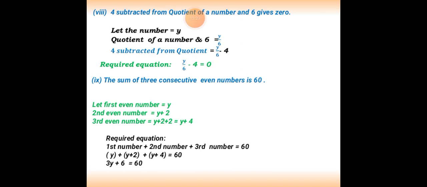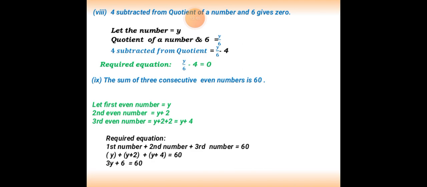4 subtracted from the quotient of a number and 6 gives 0. Let the number be y. The quotient of a number and 6 is y divided by 6. 4 subtracted from the quotient is y divided by 6 minus 4. The required equation is y divided by 6 minus 4 is equal to 0.